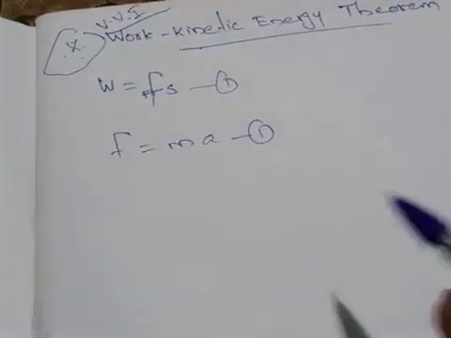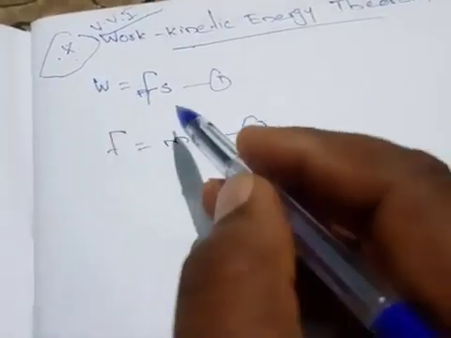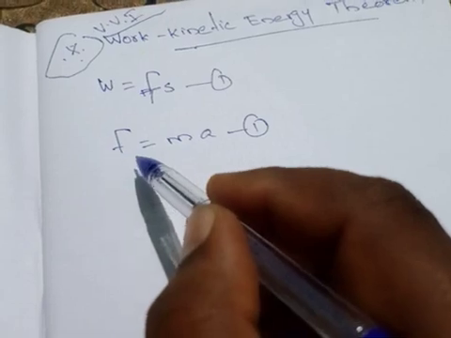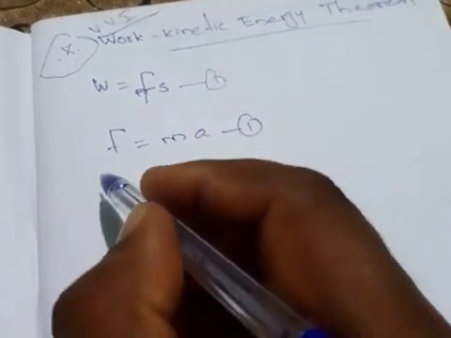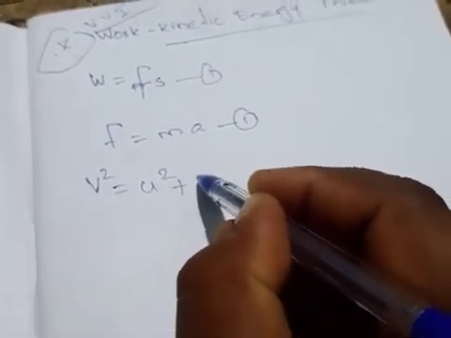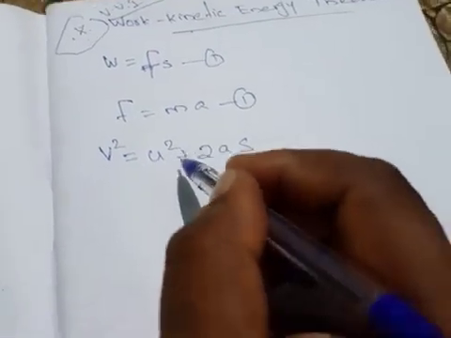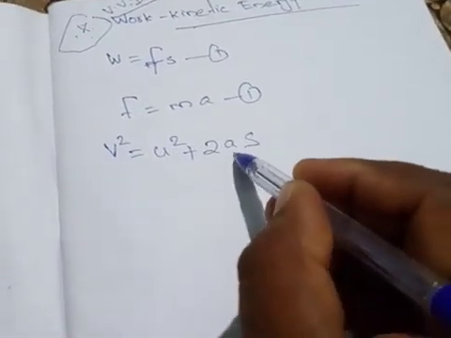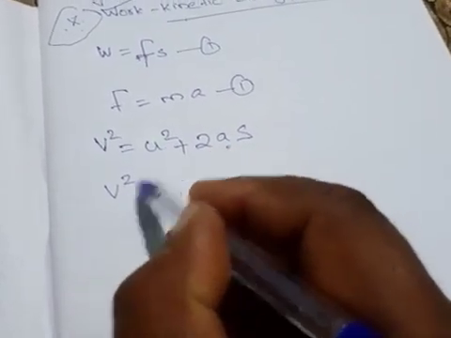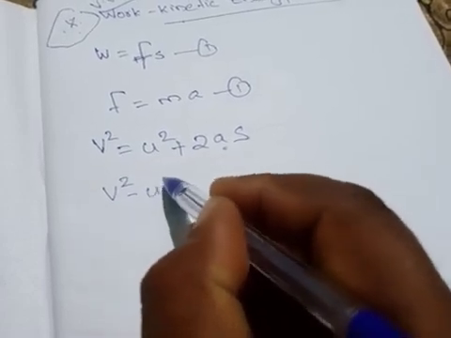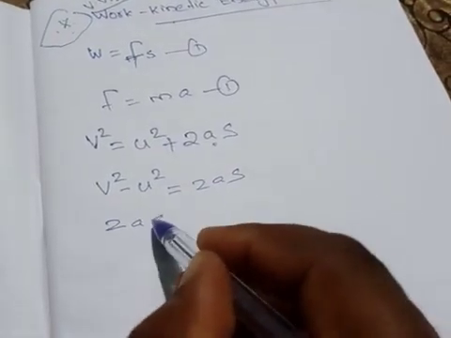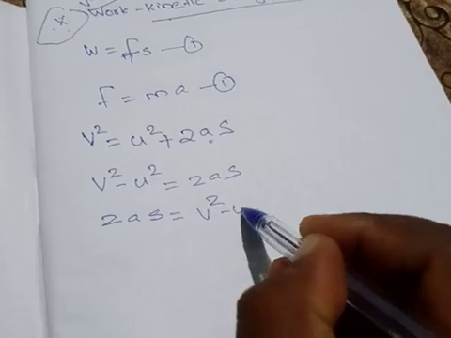All of you listen very carefully. Very simple question only. First we are taking W equal to F into S, the force into displacement work done formula. Then we are taking Newton's second law, F is equal to ma. Then we are taking the formula V square is equal to U square plus 2as, the third equation of motion. From this we need to find out this a. So V square equal to U square plus 2as; taking U square to this side, it will come as minus U square. So 2as is equal to V square minus U square.